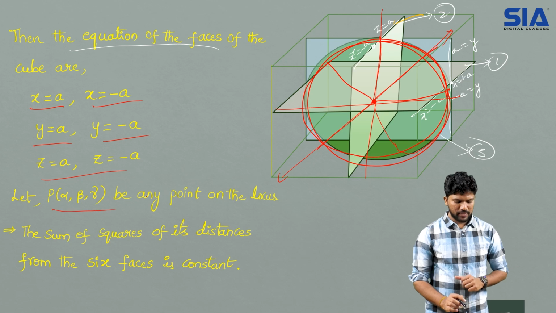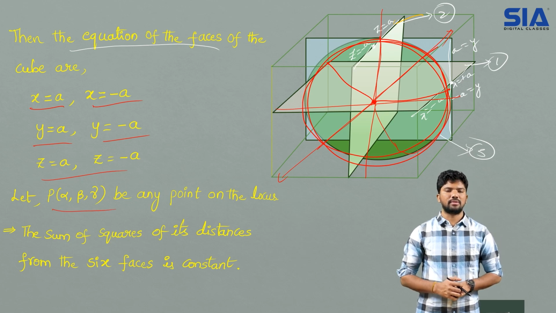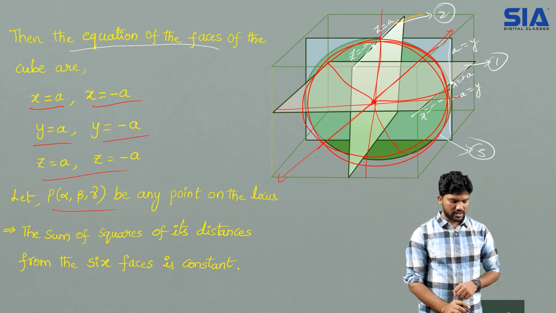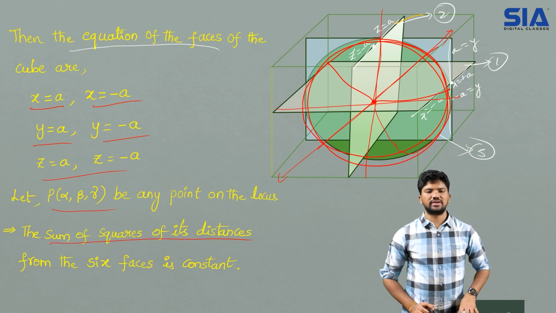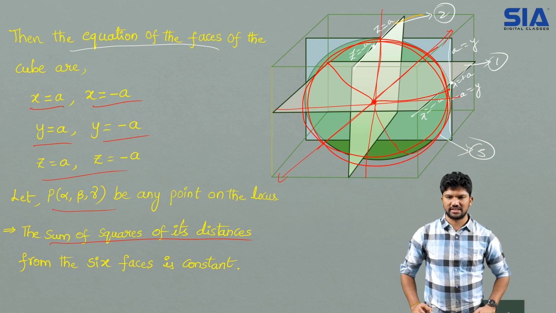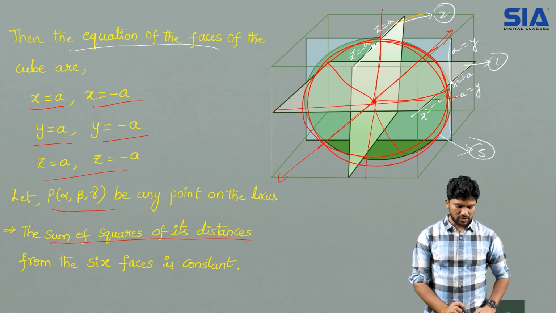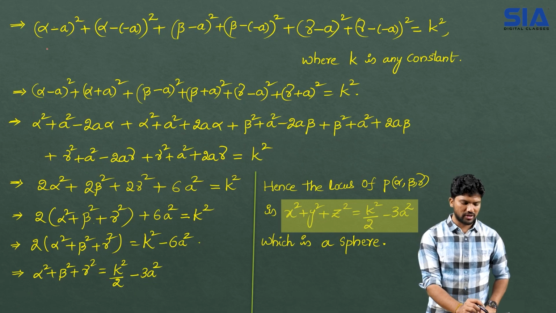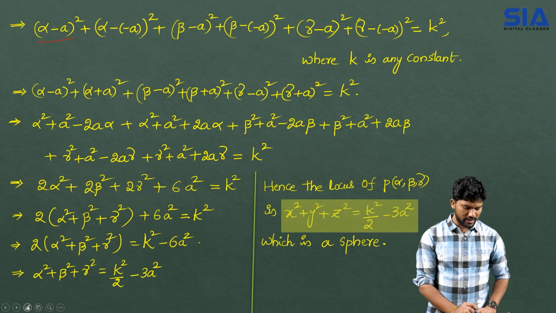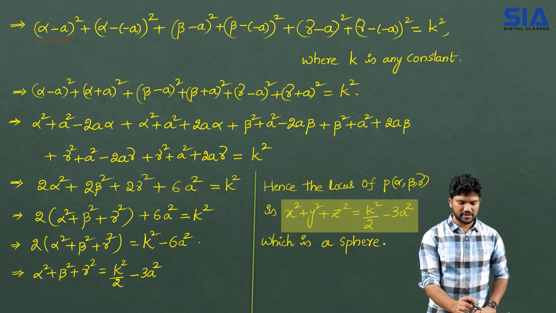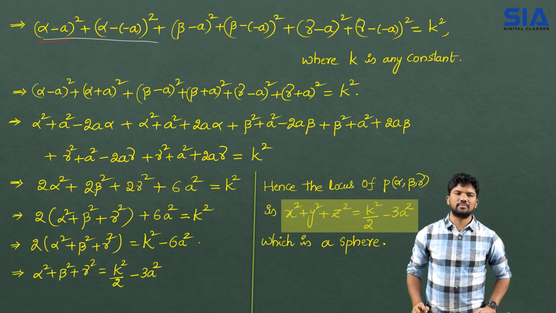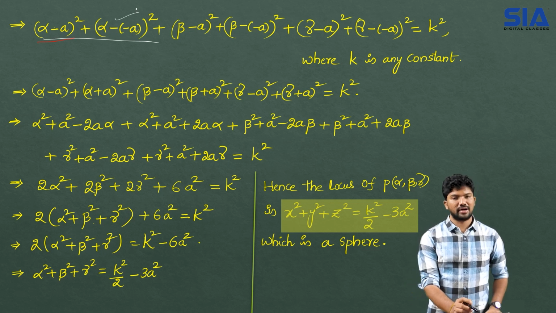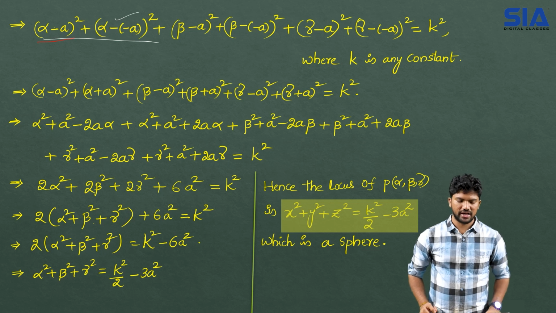Now let P(alpha, beta, gamma) be any point on the locus. If you take any point on the locus, the sum of the squares of its distances from the 6 faces is constant. That is given in the problem itself. So therefore take alpha minus a. That means, distance between two points formula: alpha minus a whole square plus alpha minus of minus a whole square. Okay, x2 minus x1.